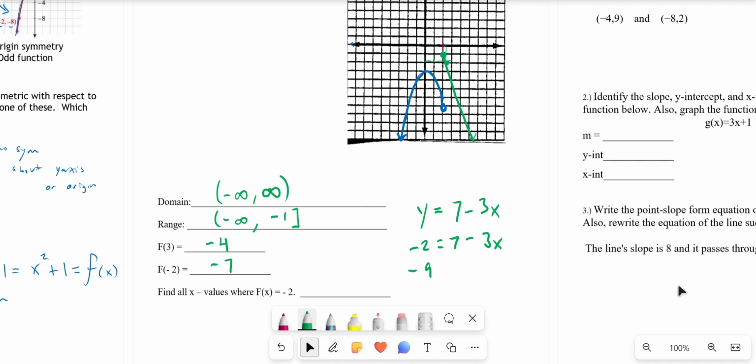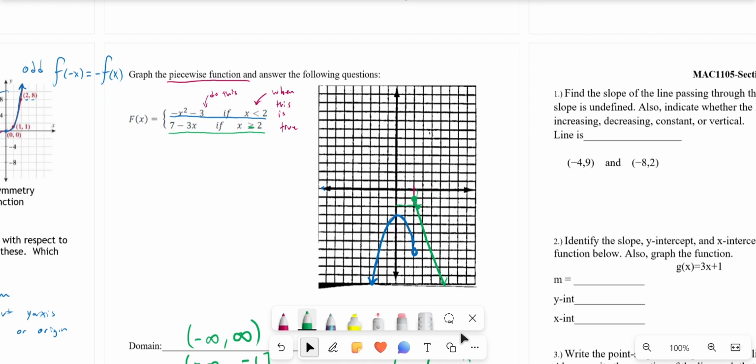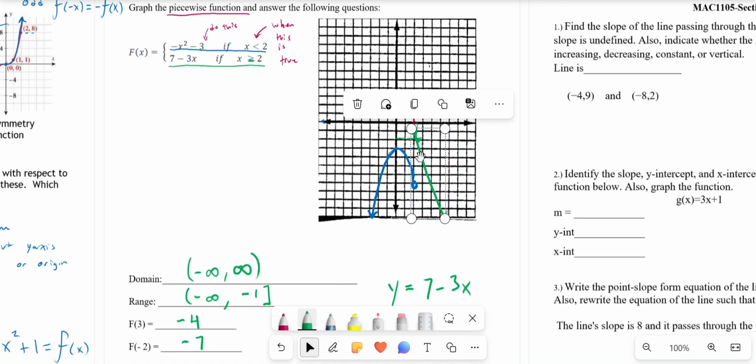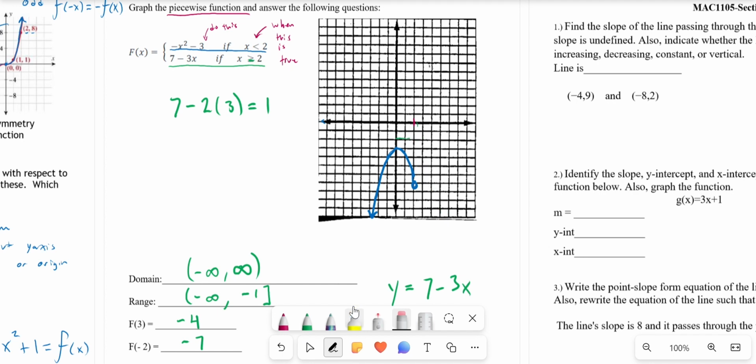Did I graph this wrong? Hang on, let's go back. 7 minus 3x. If I plug in 2 here, I have graphed this wrong. Oh, bullocks. I did graph this wrong. What is 7 minus 2 times 3? It's not -1, it's +1. So actually, let's fix this graph real quick and also change the answers that need to be changed. Never be afraid to go back and redo some of your work if you discover a mistake, right?